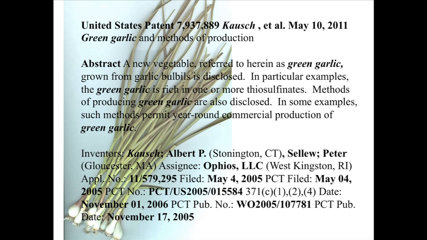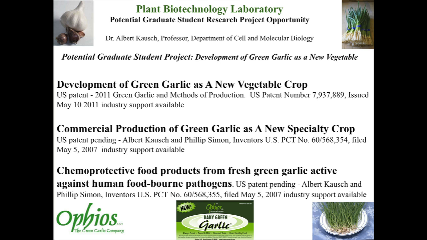And I patented it with Peter Salou, and the patent has issued. So green garlic is now a new vegetable. That patent issued in 2011, and since then there are 2 other patents. We patented the methods for commercial production and the chemoprotective properties that this type of garlic has, because you can eat it raw. The active ingredient in garlic is allicin, and that's destroyed by cooking.